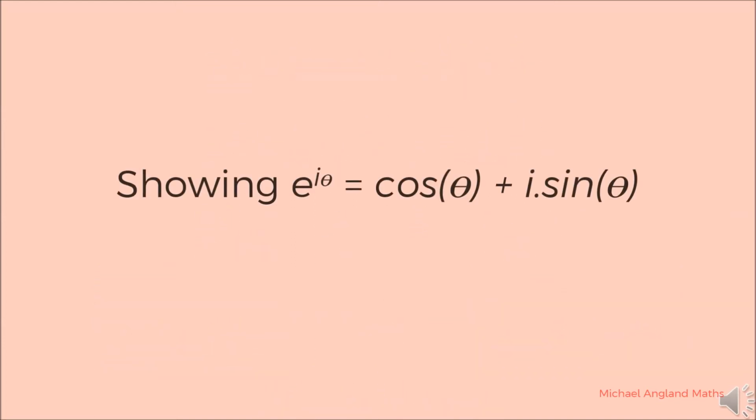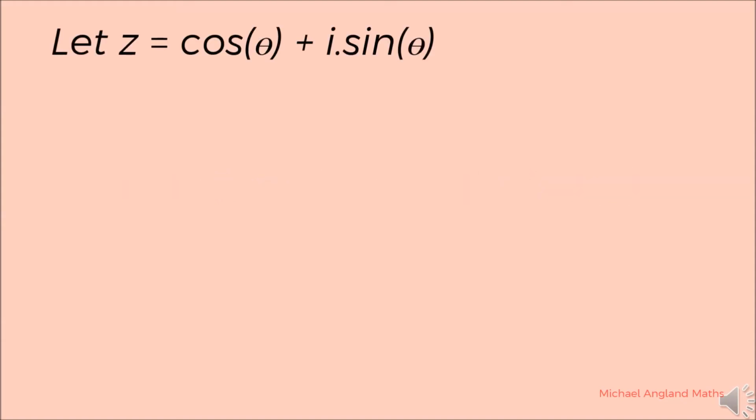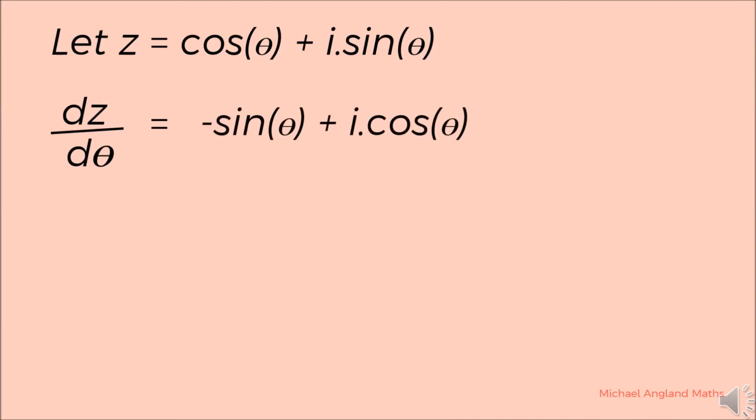Now that we've gone through the setup, here's our first proof that relates the exponential on the left to the trigonometric on the right. Okay, let z equal cos theta plus i sine theta. Now, first step is to take the derivative of z with respect to theta, since z is a function of theta. dz on d theta is equal to minus sine theta plus i cos theta, because we know that the derivative of cos is minus sine and the derivative of sine is cos.